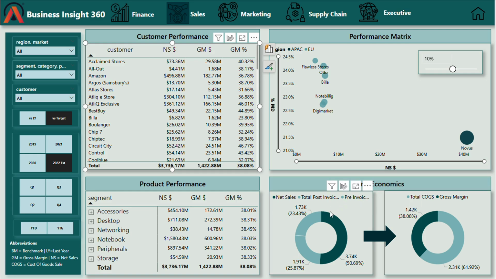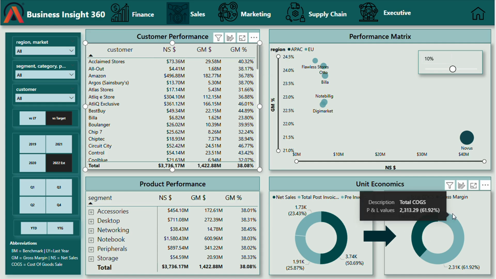are making net sales of 50%, and almost 50% the company is giving discounts to the customers in the form of pre-invoice and post-invoice deductions. And on overall 100 percent of net sales, the company is spending 38% on COGS. And then we have total gross margin of 61.92%.